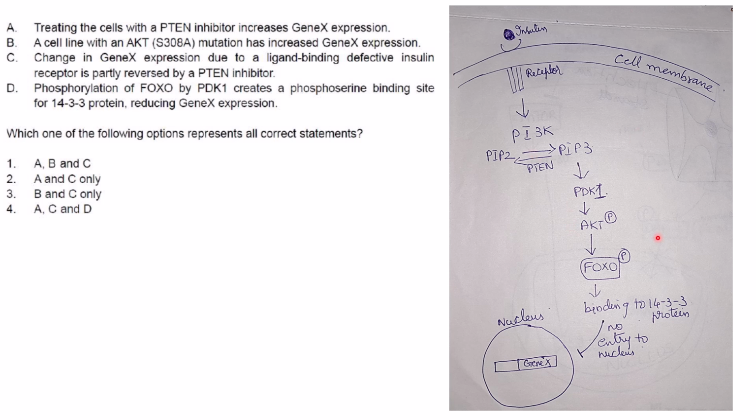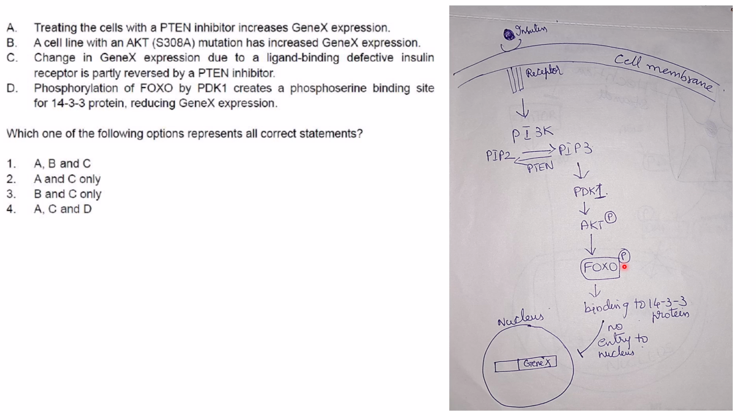Inhibition of that pathway means AKT is not phosphorylated. AKT not phosphorylated means FOXO not phosphorylated. FOXO happily enters into the nucleus. It is a transcription factor. It will bind to the DNA and it will result in the transcription of genes. This is what is happening here.